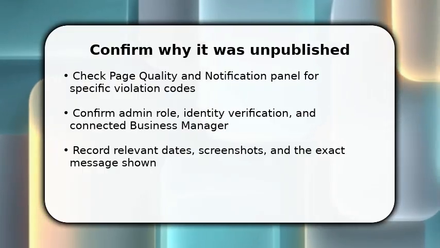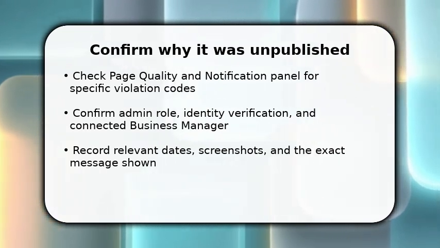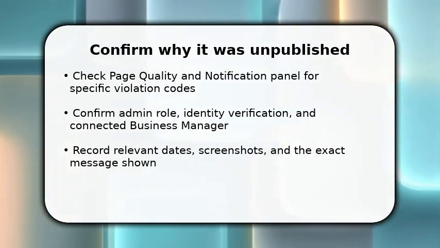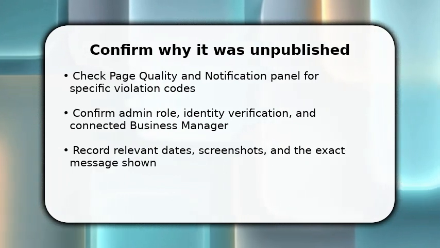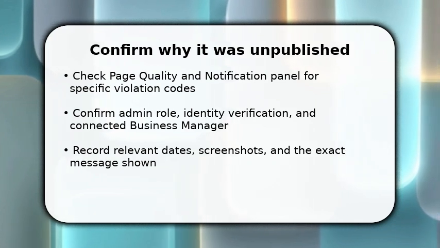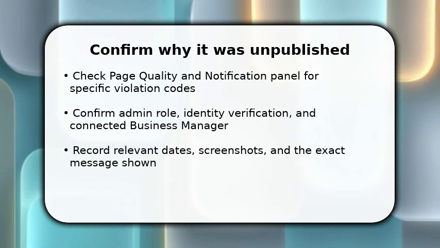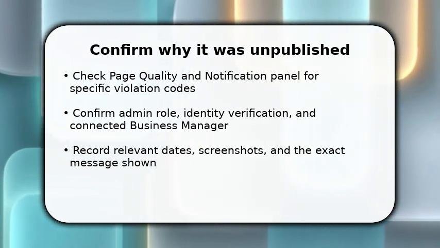You start by verifying the concrete reason your page was unpublished. Open page quality and read the violation code, not just the headline. Make sure you are signed in with an admin account and that your business manager connection and identity verification are visible. Once done, capture screenshots, timestamps, and any admin notifications.